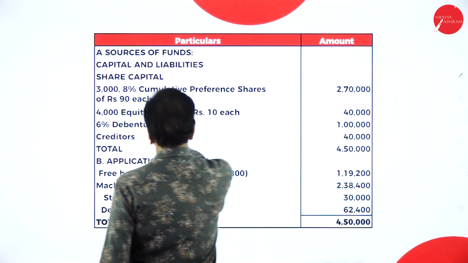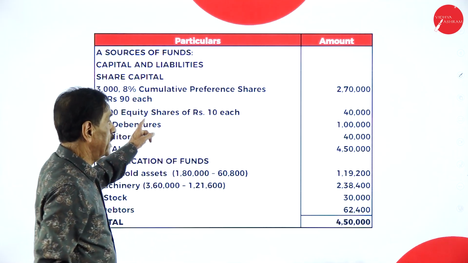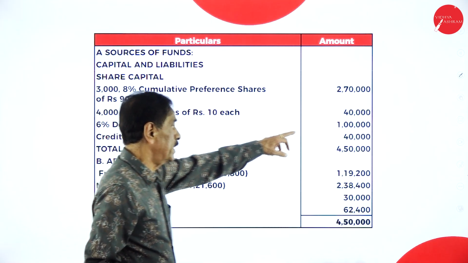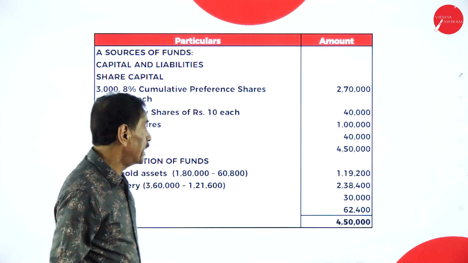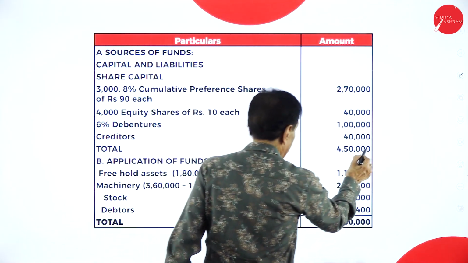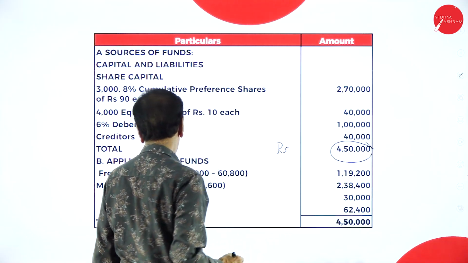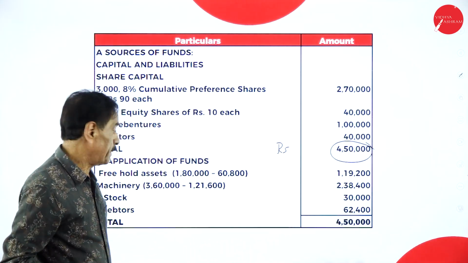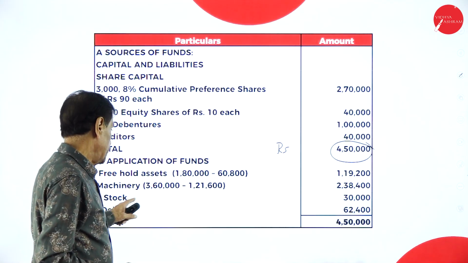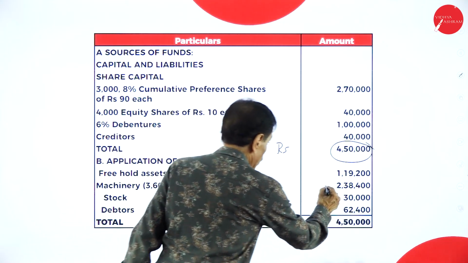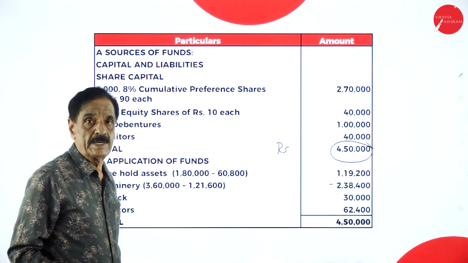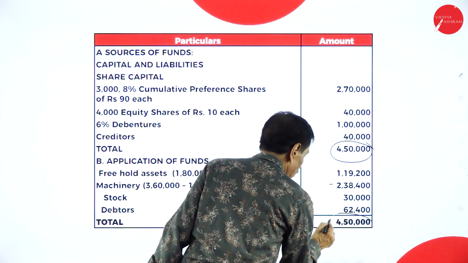Go to the balance sheet. 3,000 8% preference shares of 90 each, 2,70,000. 4,000 equity shares of 10 each, 40,000. 6% debenture 1 lakh. Creditor 40,000. Totally 4,50,000. Come back here to the application. What is the amount available? Applied: freehold asset 1,80,000 minus 60,800, proportionately reduced. Then machinery 3 lakh minus 1,21,600, 2,38,400. Stock 30,000, debtor 62,400. So it will tally to 4,50,000.